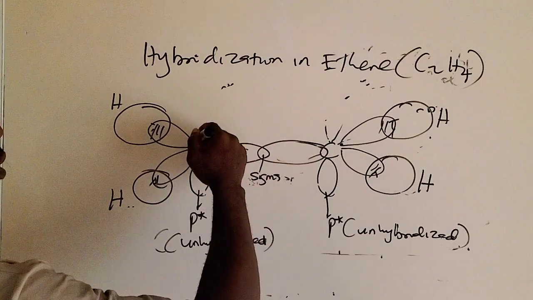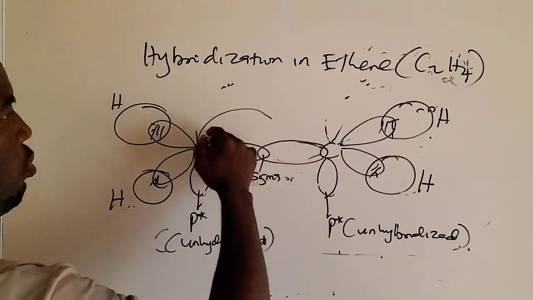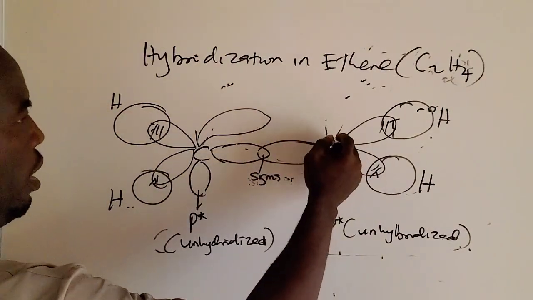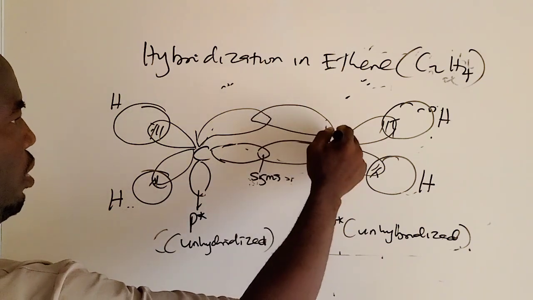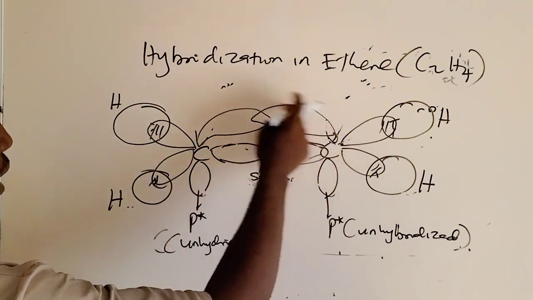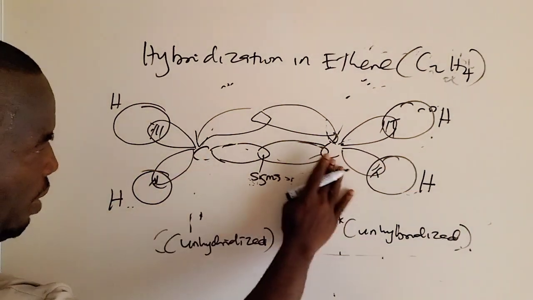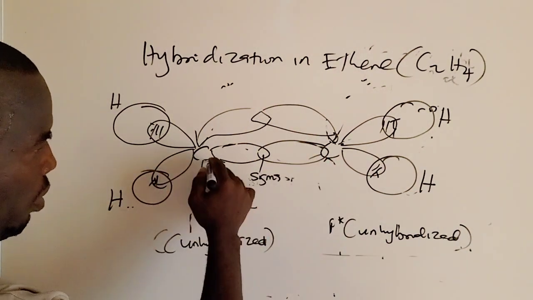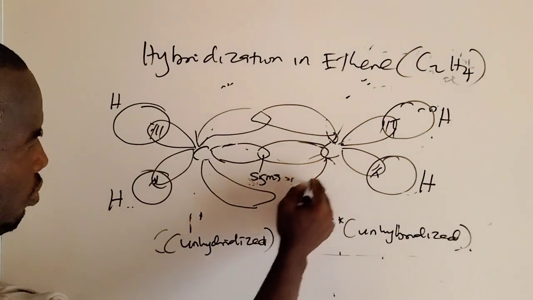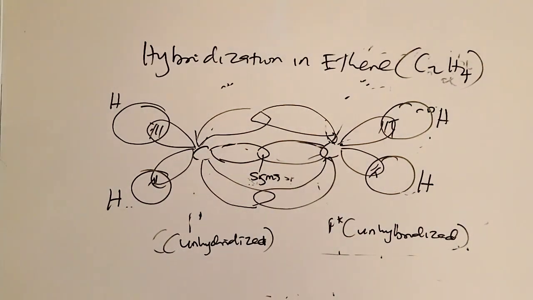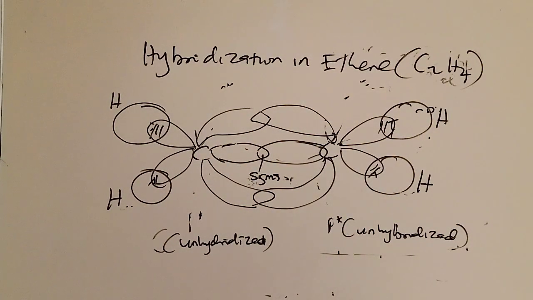So this one will have an overlap to create what we call a pi orbital. This lobe and this other lobe overlap up the plane. This one down and this other one down the plane will also overlap down the plane to give you a pi bond. So that is the hybridization scheme described in the ethene molecule.